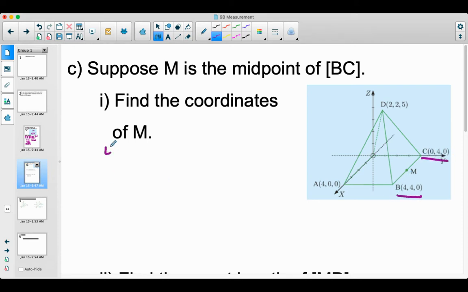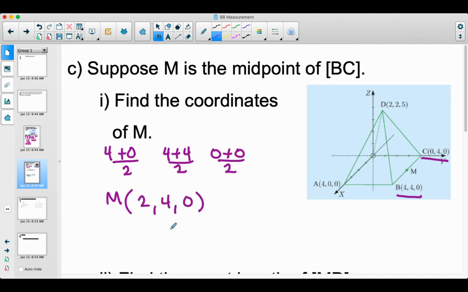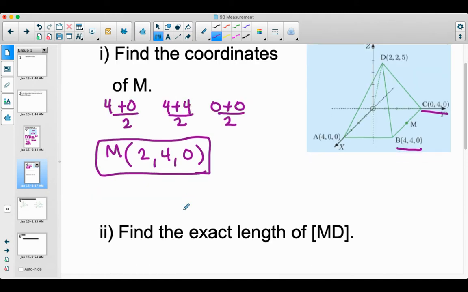So we have (4 plus 0) over 2 for our x. Our y is (4 plus 4) over 2. And our z is (0 plus 0) over 2. So our midpoint is going to be at (2, 4, 0). And there is our midpoint. So using what we did in our video, the 9A video, I should say.